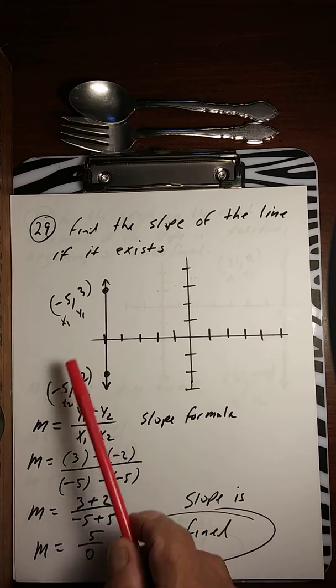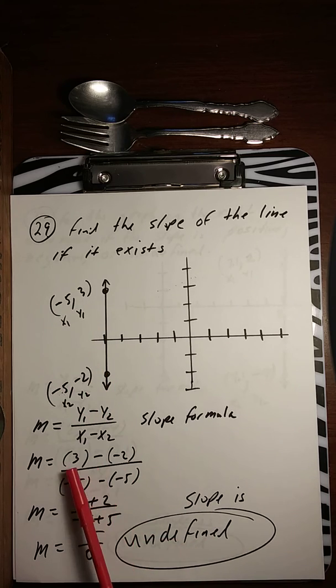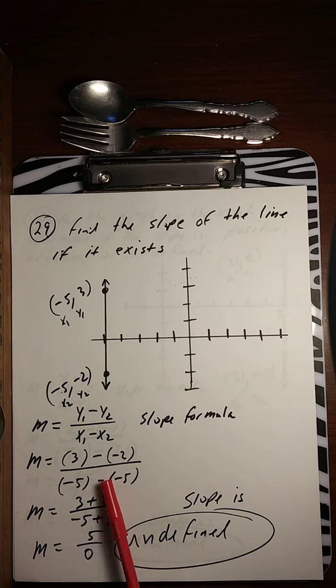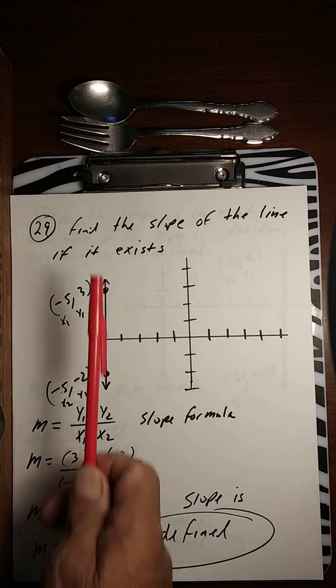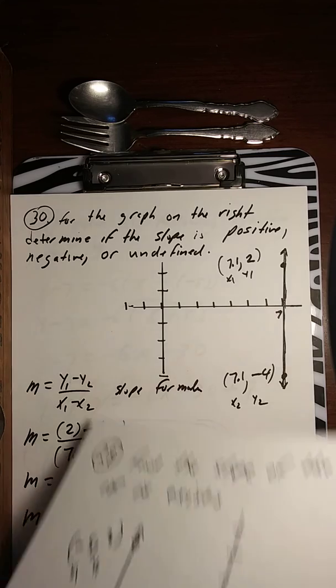Find the slope of the line that exists. Okay, x1, y1, x2, y2, put in the slope formula. 3 minus negative 2, negative 5 minus negative 5, 3 plus 2. So we have 5 over 0, undefined. So the slope of this is undefined.